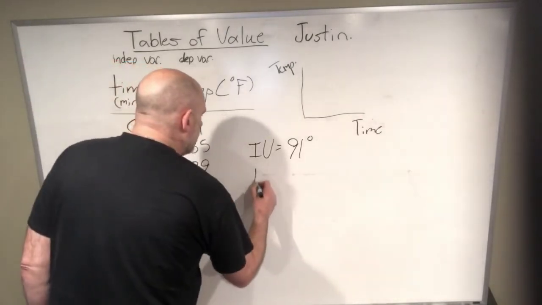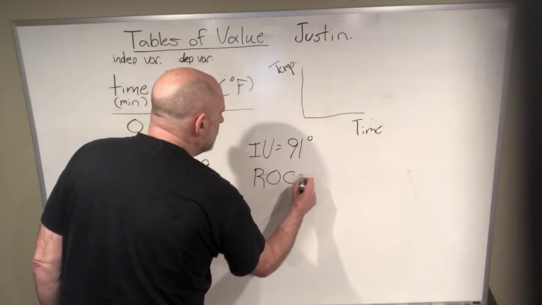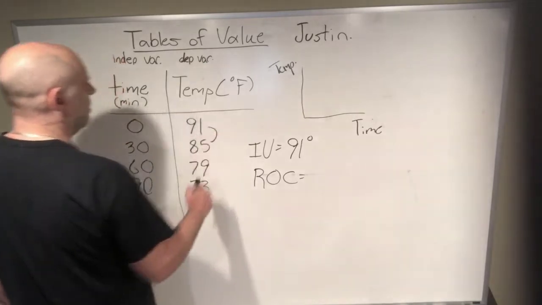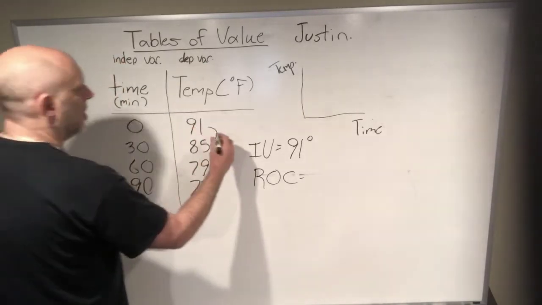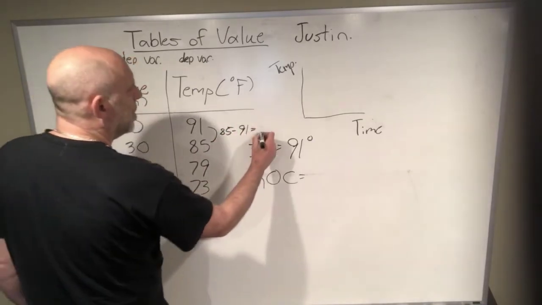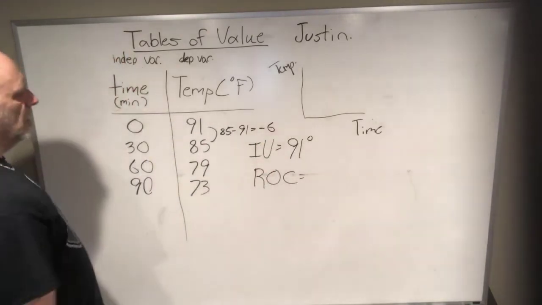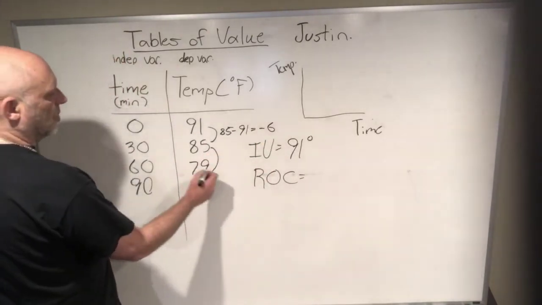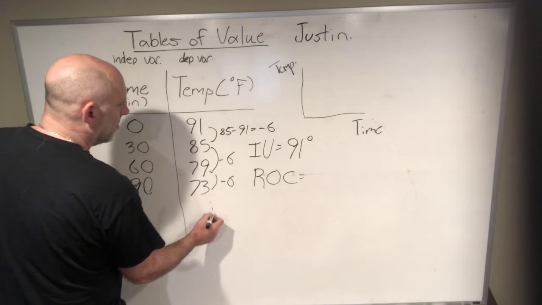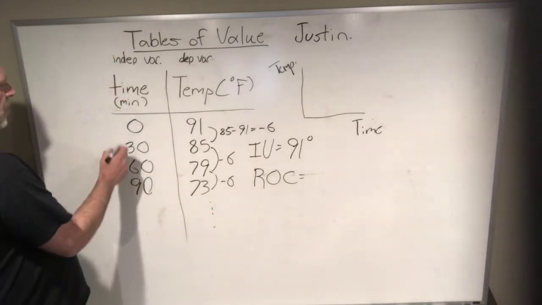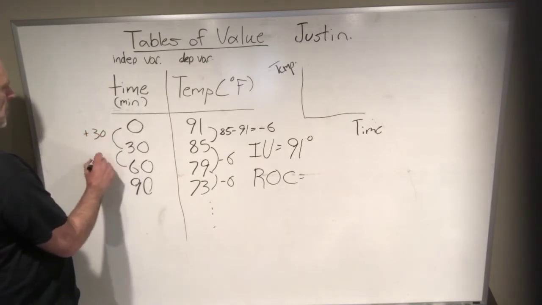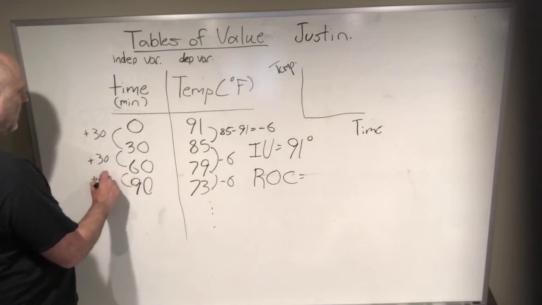The rate of change. Well, we want to find the rate of change, so we want to see how much this is changing by. Now, this is going down instead, because remember, you always take the next one minus the one you're on. So 85 take away 91 gives you -6. Ooh, that don't sound good. And then here it goes down another -6. Here it goes down another -6, and so on. Over here, it's increasing by 30 minutes, by 30 minutes, by 30 minutes.